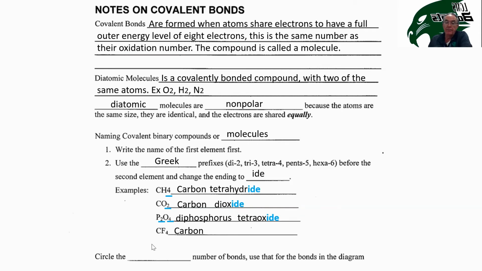This one we see carbon. We see the 4. We're going to put the tetra. And then we put the name of the second element, which is fluorine, with the IDE on the end. So it would be carbon tetrafluoride.